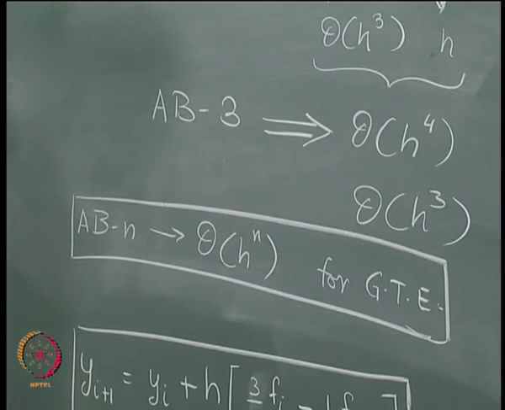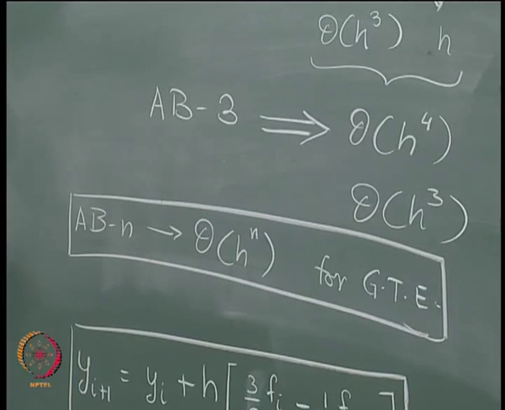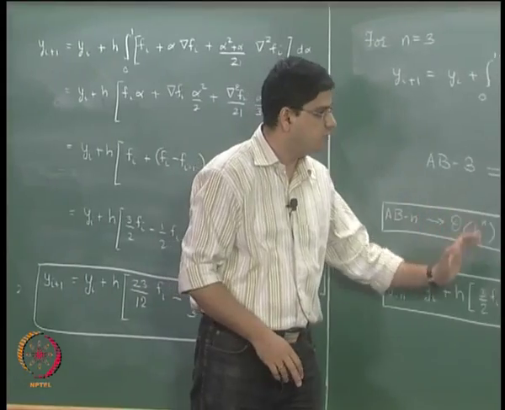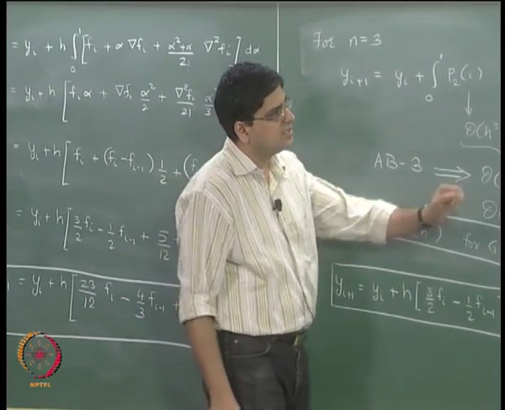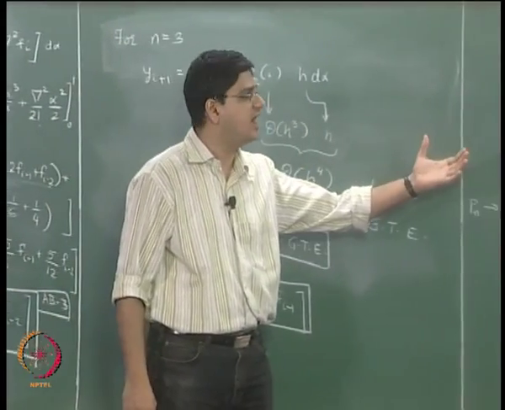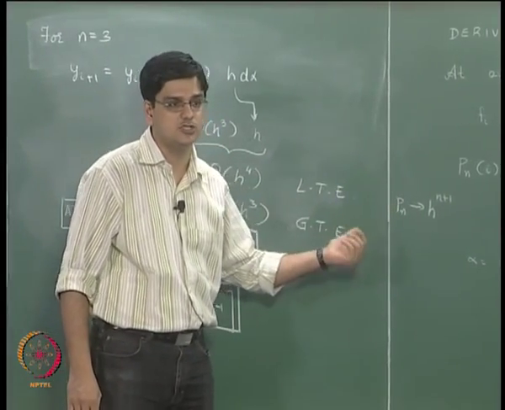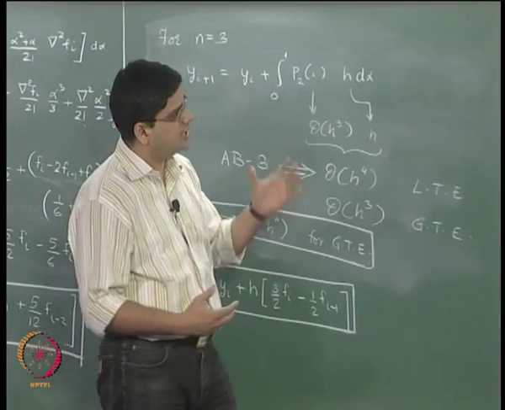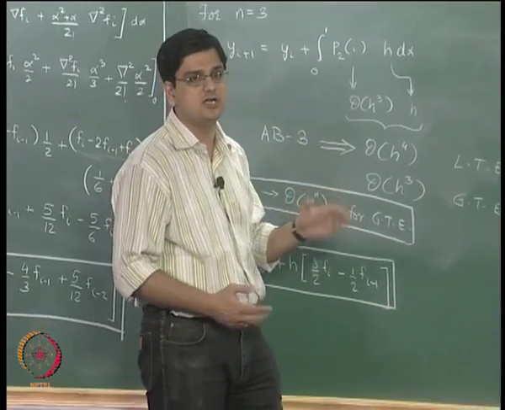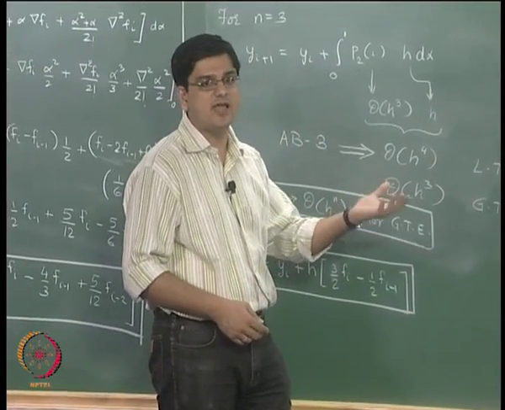Okay. So, that is the result for Adam-Bashforth method. What we do in Adam-Moulton's method is the same thing, but we will have to get the polynomials which involve f i plus 1 also, because what we are trying to do in the Adam-Moulton's method is we also have the f i plus 1 term.